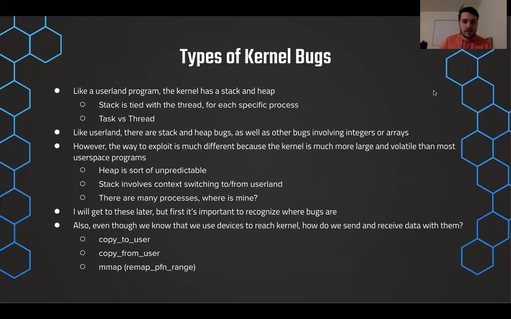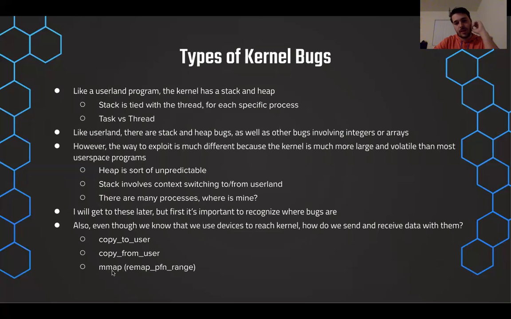First, it's important to recognize where the bugs are for these. The kernel doesn't take standard in and standard out, but they have to get data somehow, and that's where these interesting functions come in. There's one called copy_to_user, and that takes a pointer in kernel land, a pointer in user land, and a size to copy, and it moves this data between the two contexts. copy_from_user does the exact opposite. It takes some user land pointer and some kernel pointer, and copies it the other way.